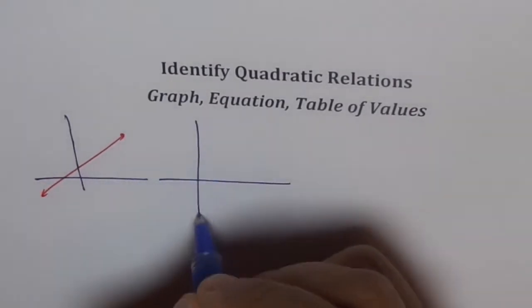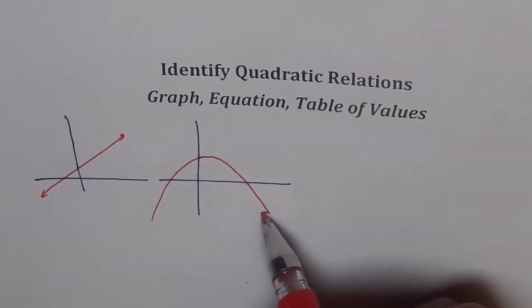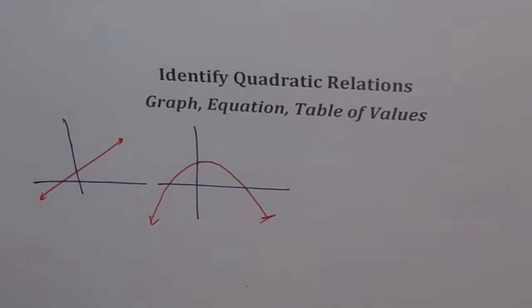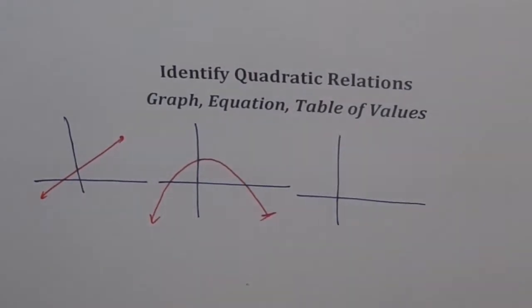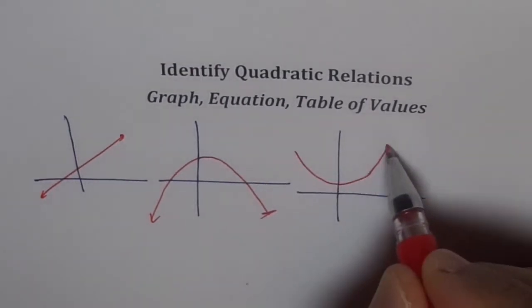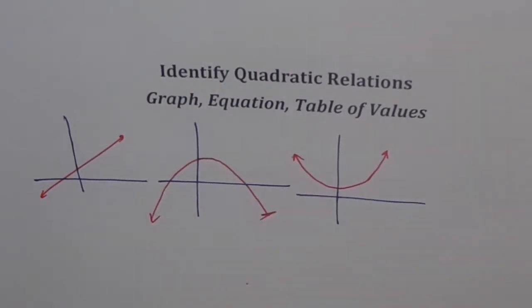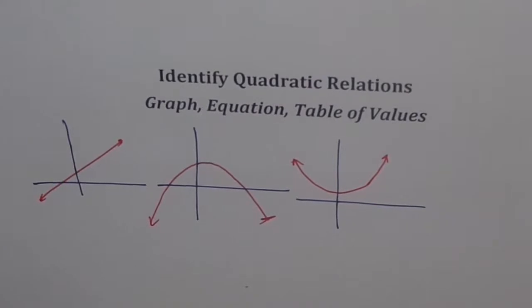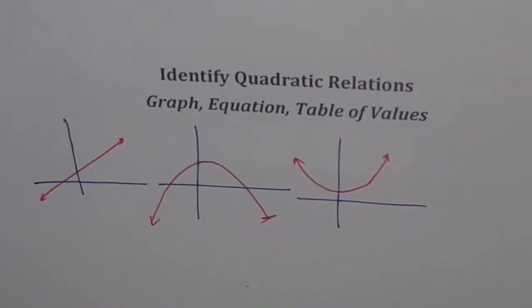Second, if we have a graph like a parabola, let's say something like this, right? So quadratic functions normally will graph like a parabola. It may go upside down or it may just open upwards, right? Either way, if you're looking at a graph in this way, it could be a quadratic relation. Graph is not always a very sure way of doing it, but definitely it gives you a clue whether it is or it is not a quadratic function.